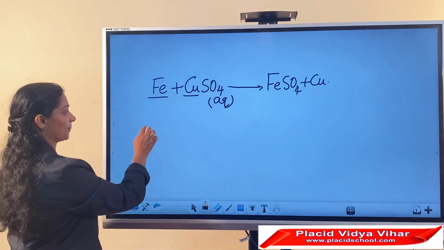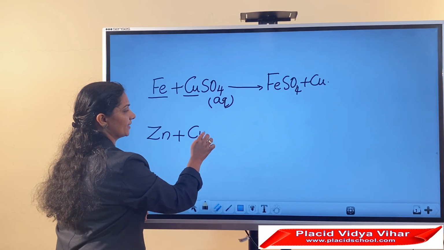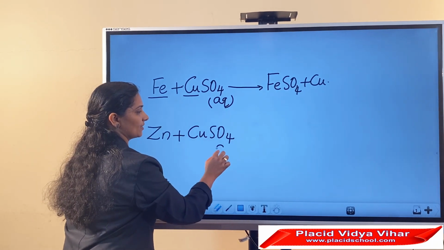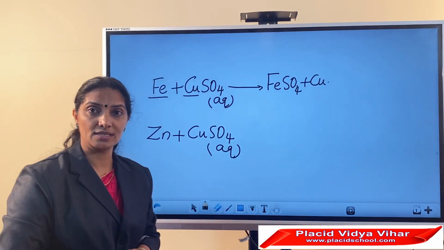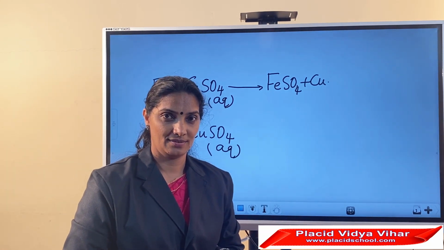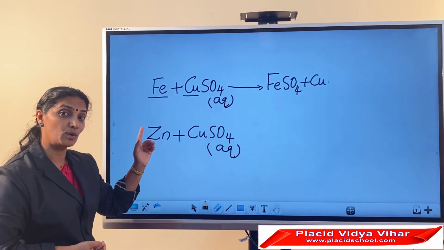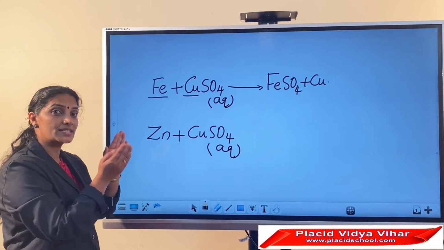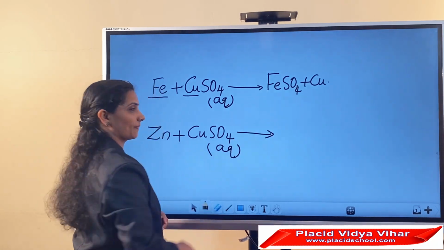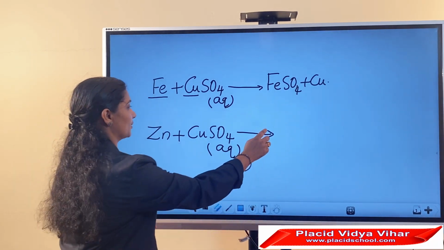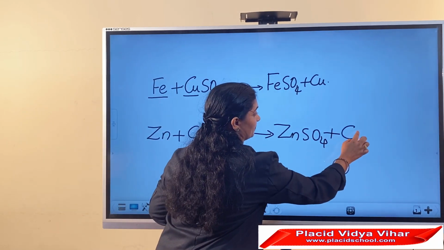Consider another one. Zinc plus copper sulfate. We can easily identify the color change. Copper sulfate is blue in color and we add zinc metal to this copper sulfate solution. Do you know which is more reactive? Again, zinc. Zinc is more reactive than copper. So, it is able to displace copper from copper sulfate solution. We get, what are the products? The products are zinc sulfate and copper.